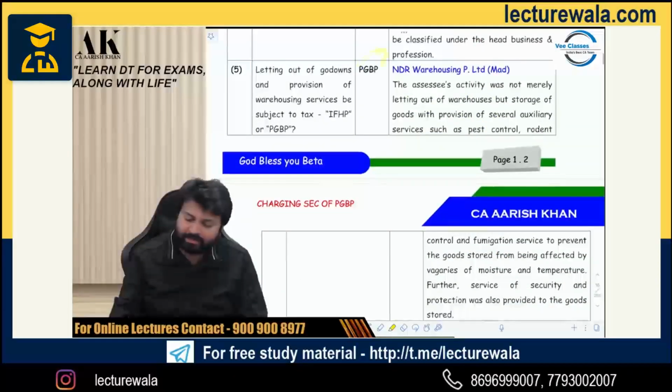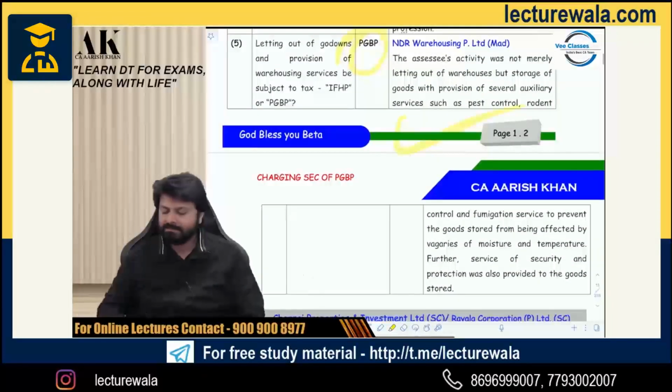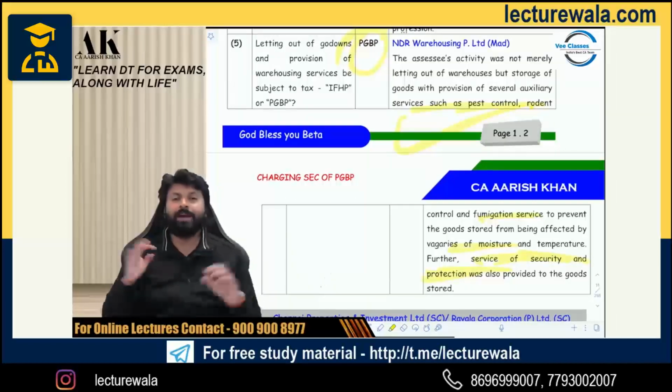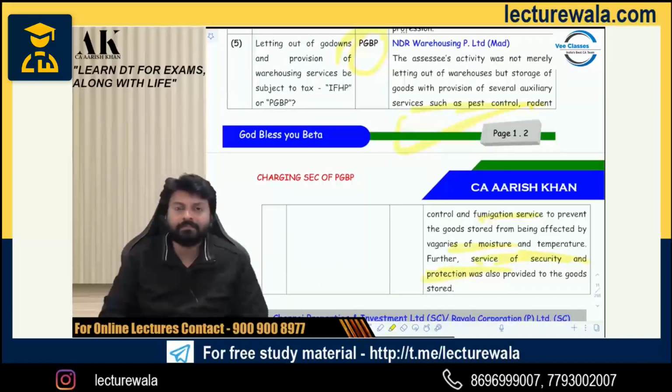Check NDR Warehousing, where the Madras High Court has held that, because they are giving a lot of services: fumigation services, security control, etc. So what will come in business and what will not come in business? It's a matter of great discussion, a matter of great litigation. It's a disputed matter. In reality, there are a lot of disputes pending with respect to this issue.